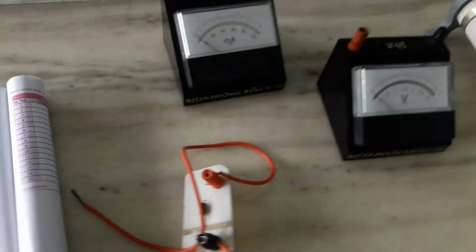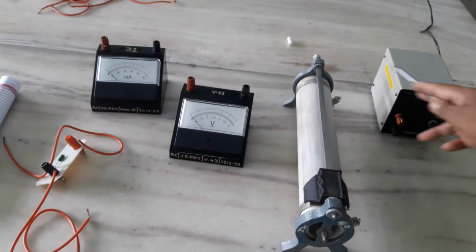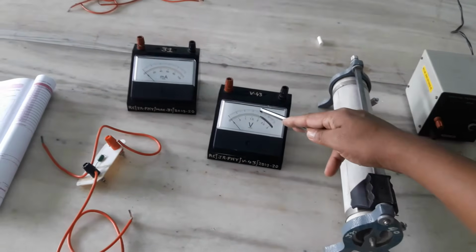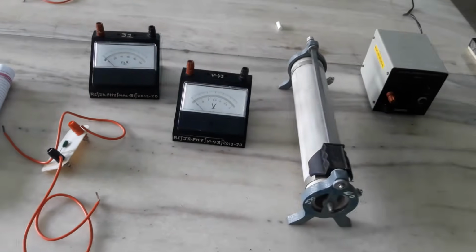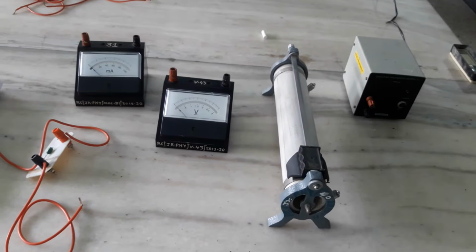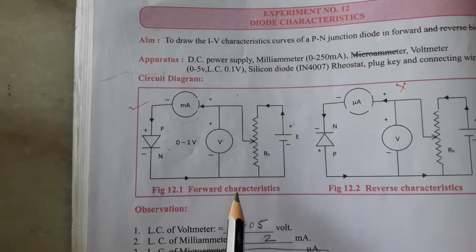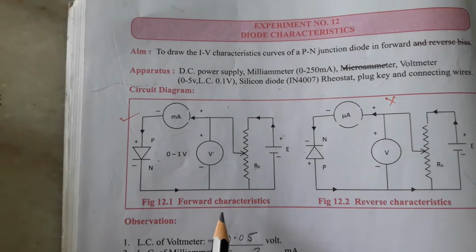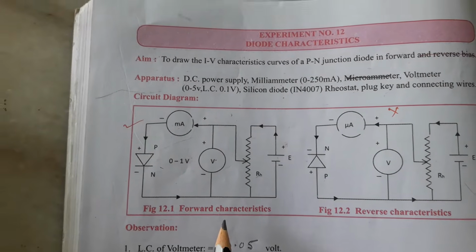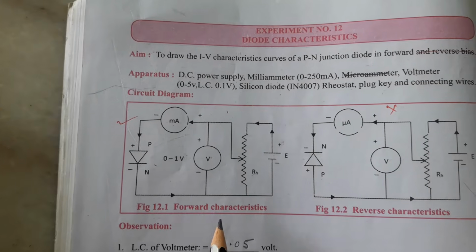Now we have to do the connection with the help of wire. Again students, the apparatus which we placed: this is my battery, my rheostat, voltmeter, milliammeter and diode. Now we will go for connection, just connecting with the help of wires. This is forward characteristics. What is forward characteristics? Whenever we connect the positive of the battery to the P type semiconductor and the negative of the battery to the N type semiconductor, we call it forward bias.